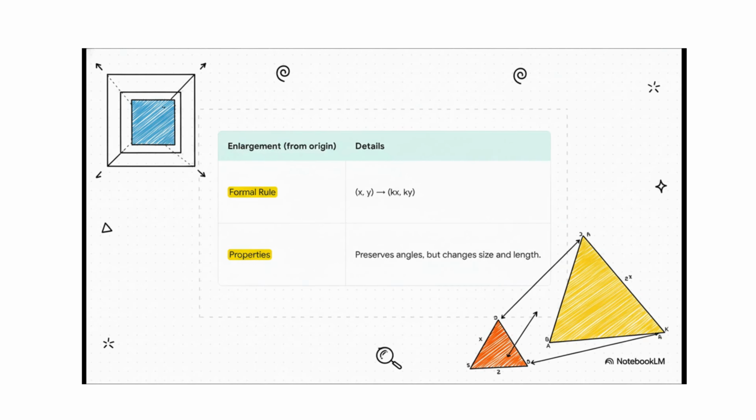But this leads us to the most important difference of all. Unlike slides, turns, or flips, enlargement is the only move that actually changes the size of the shape. But notice what it doesn't change: the angles. The shape gets bigger or smaller, but it never gets warped.